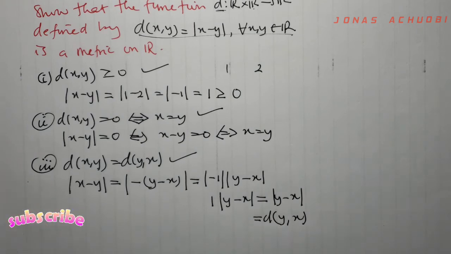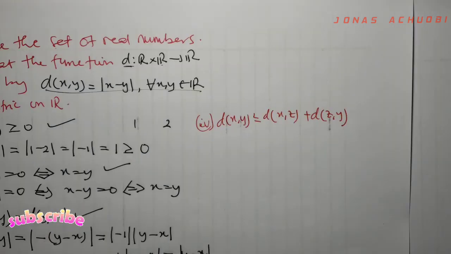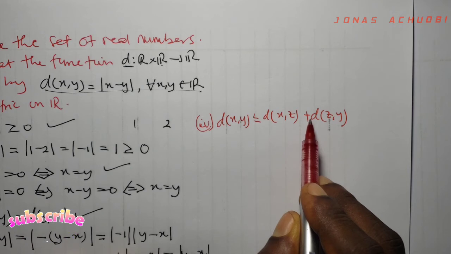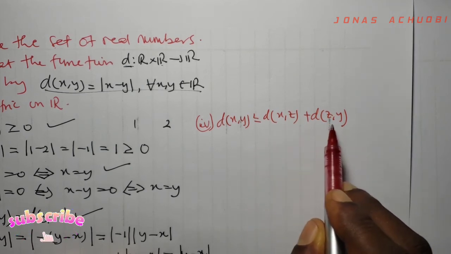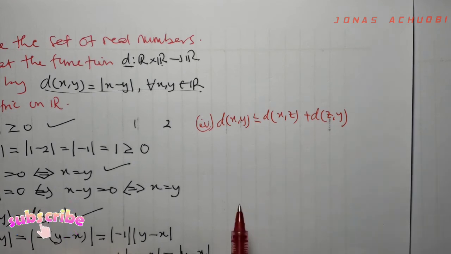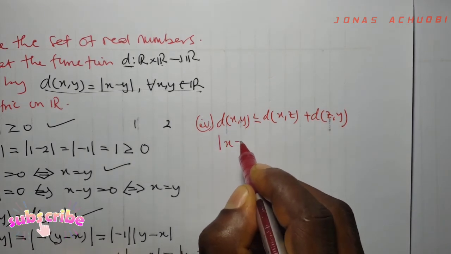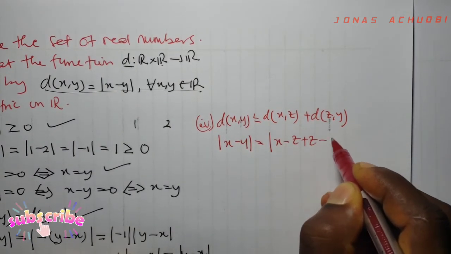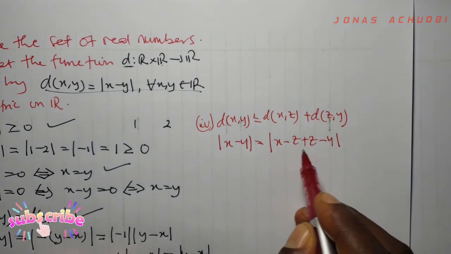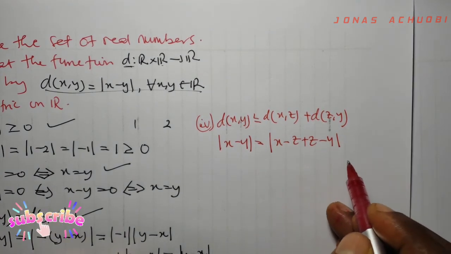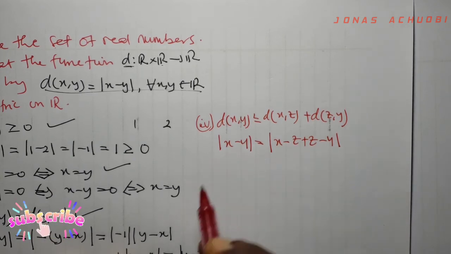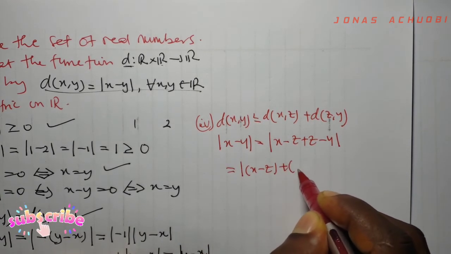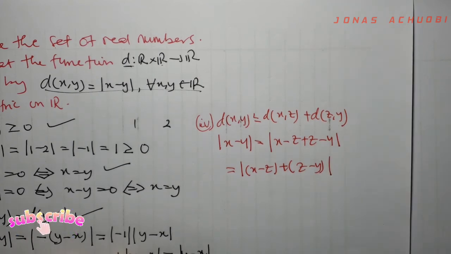We are now left to show that condition number 4, the triangle inequality, also holds. That is, the distance between point x and y is less than or equal to the sum of the distances between point x and point z, and point z and point y. So d(x, y) simply means the absolute value of x minus y. I can rewrite this as the absolute value of x minus z plus z minus y. I have only introduced a convenient 0 here, since minus z plus z is 0, so the right hand side is the same as the left hand side.